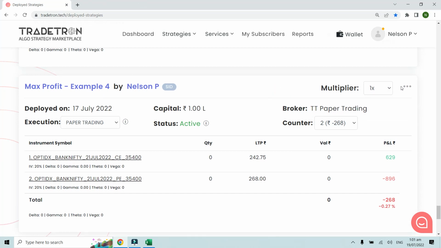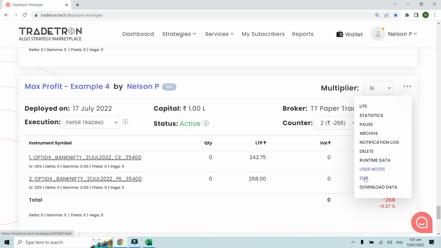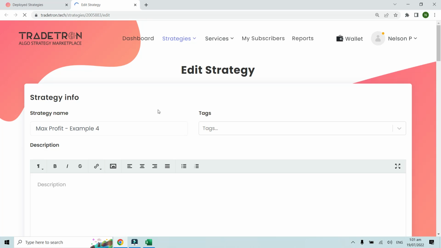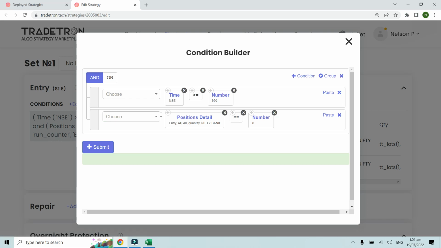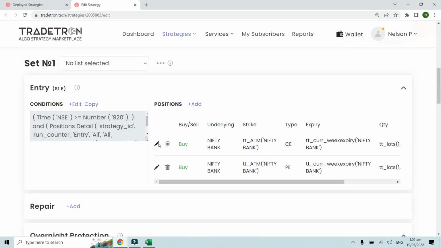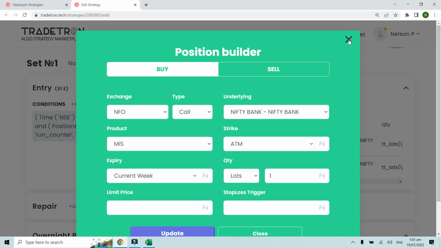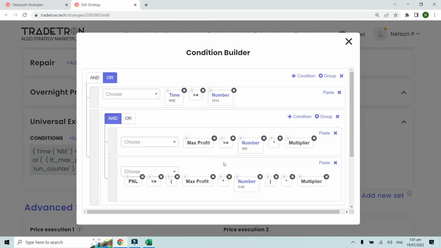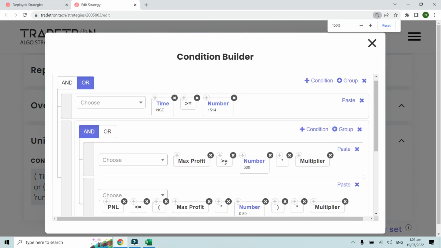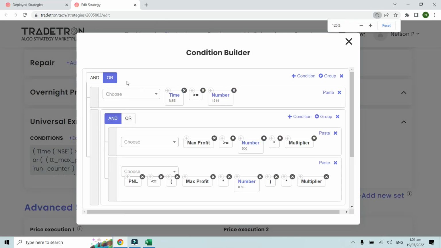Over here, we'll go to the edit section just to check the strategy. This is again the same setup, where the entry trade is that the call and put option should be bought at 9:20, ATM call option, and our universal exit condition is in the main subset of OR, and these two are again in one group. So always remember that we have to keep this in one group.